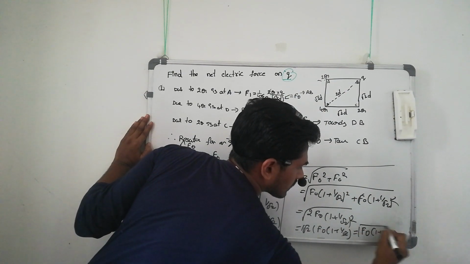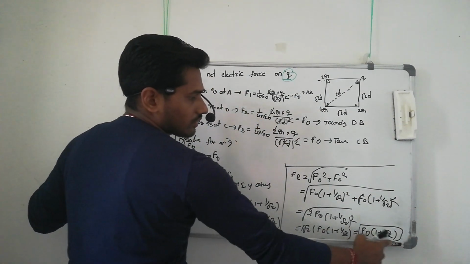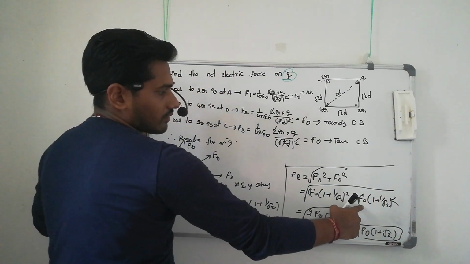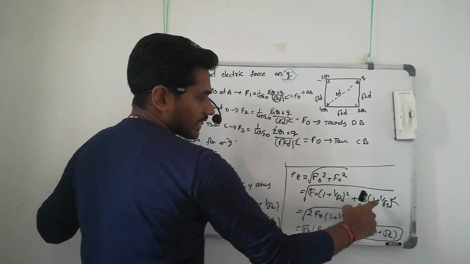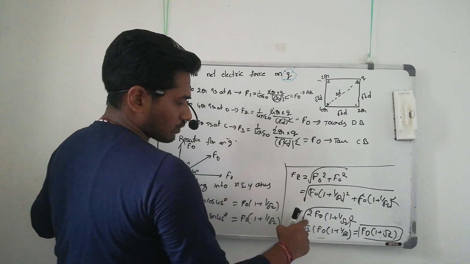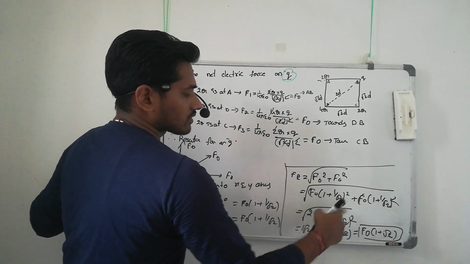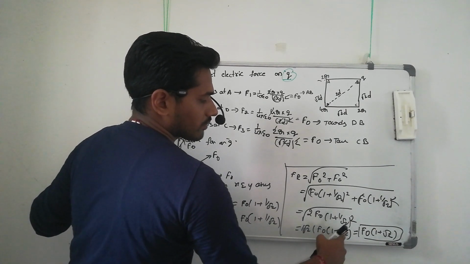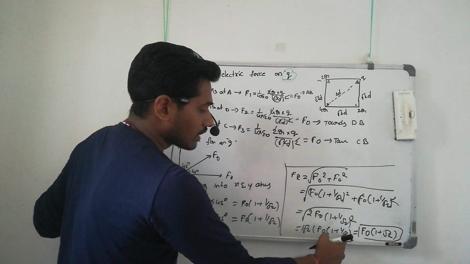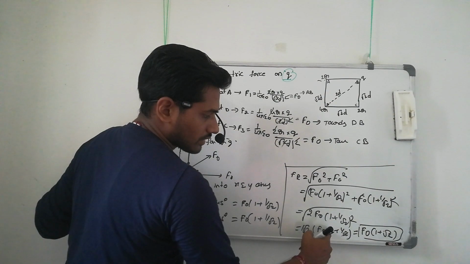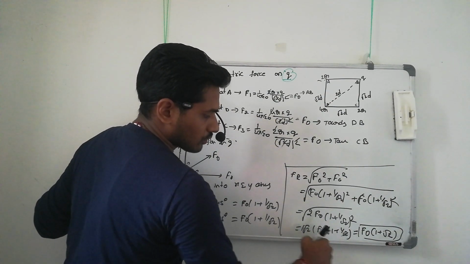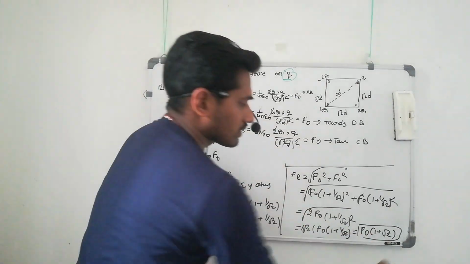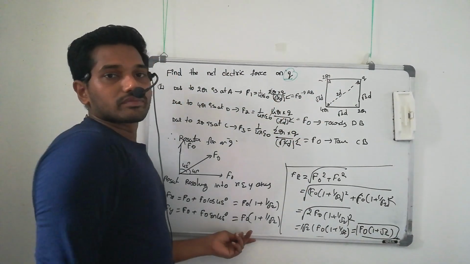So what is the answer? F resultant is equal to F0 into 1 plus root 2. Here we have total square root of 2 F0 square into 1 plus 1 by root 2 whole square. So root 2 comes outside, and the square root gets cancelled. So what you will get is root 2 into F0 into 1 plus 1 by root 2. Here I am taking 1 by root 2 common. Then we get root 2 plus 1 into 1 by root 2. Root 2 gets cancelled. What will be there? F0 into 1 plus root 2. So this is the resultant for the square shape. Okay, thank you.